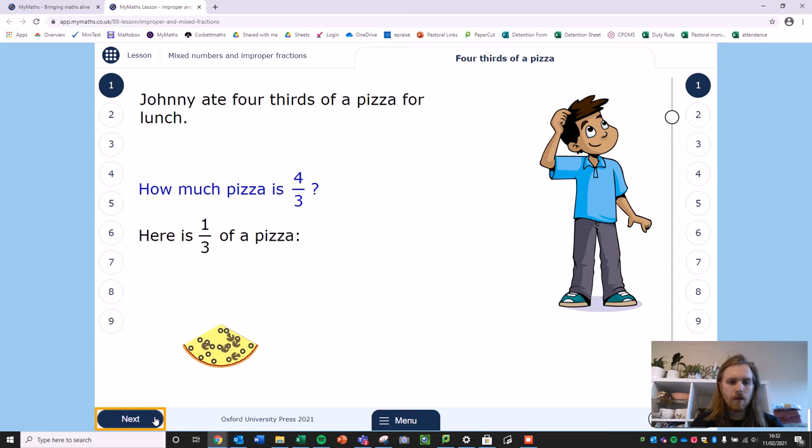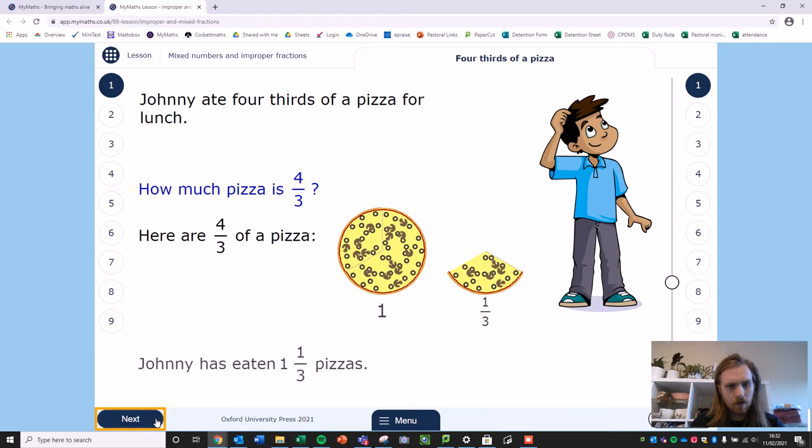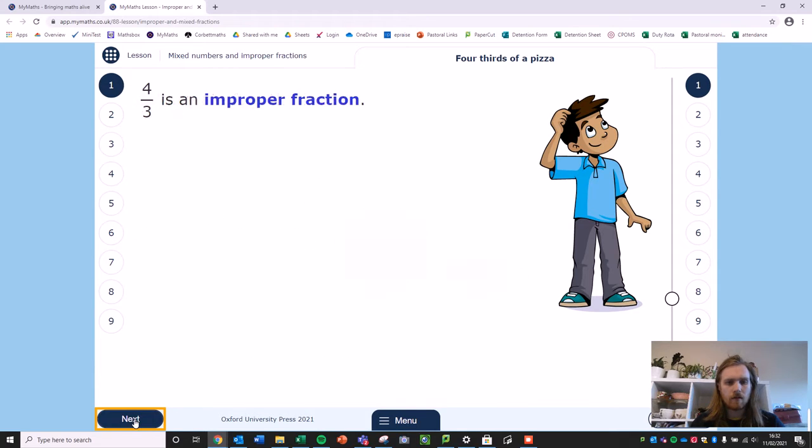Well, there's 1/3, there's another third, and another third, and another third. So there's 4/3 of a pizza with lovely mushrooms and horrible olives on. If you stick them all together, you can see that those three stick together to make a whole, and that leaves you with a third. So that is how 4/3 becomes 1 1/3.